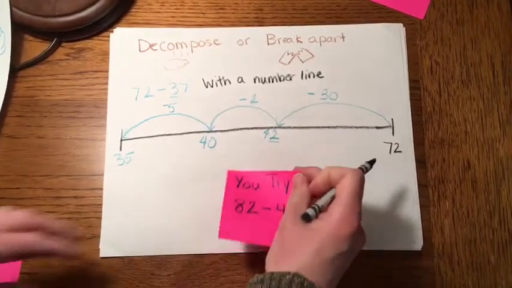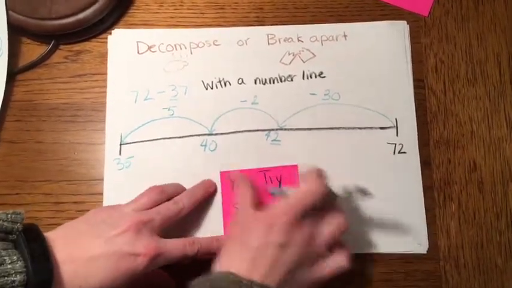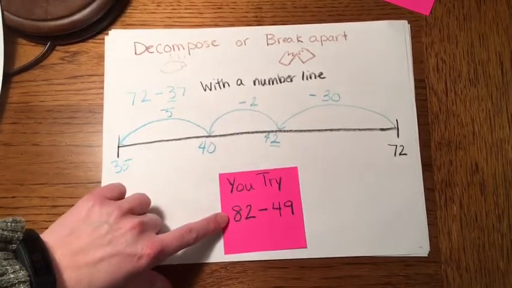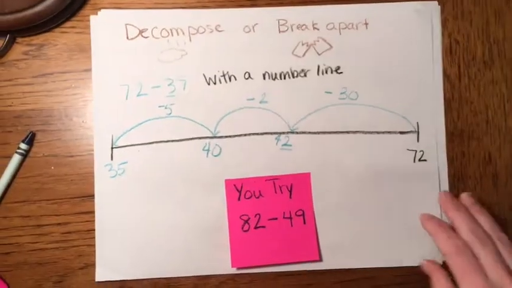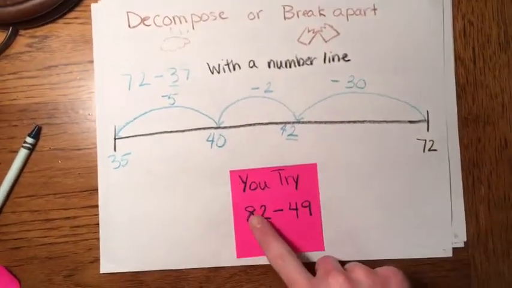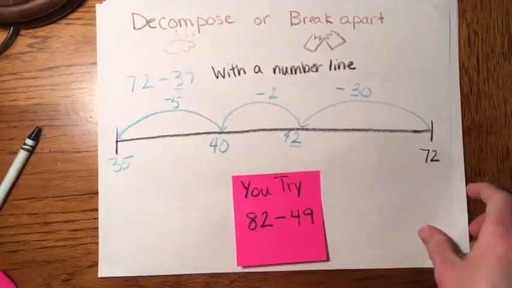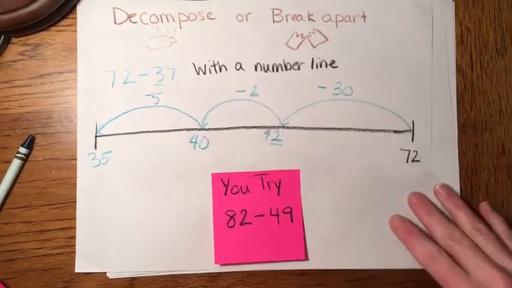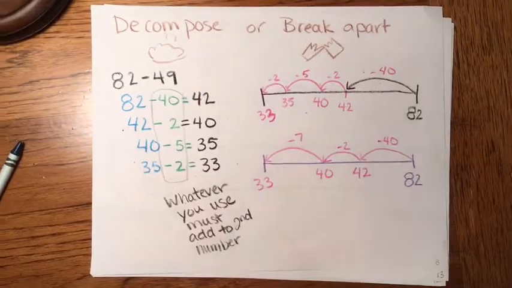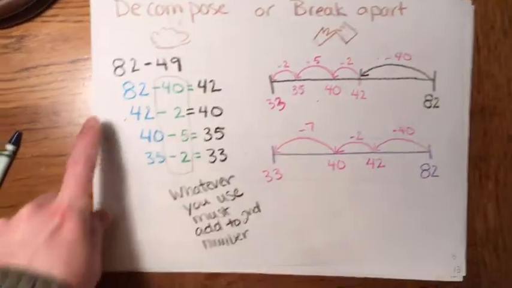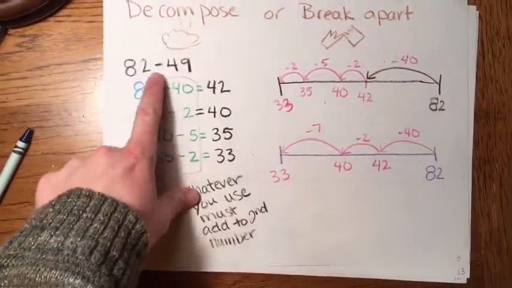Now it's your turn. Go ahead and pause the video, and I want you to try to do 82 minus 49. Let's take a look at a possible answer for that 82 minus 49. Here is one way to do it. We're going to take our 82 minus 49.